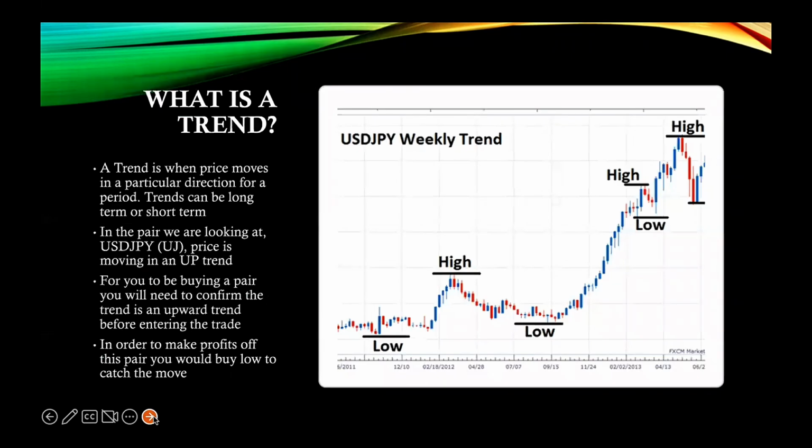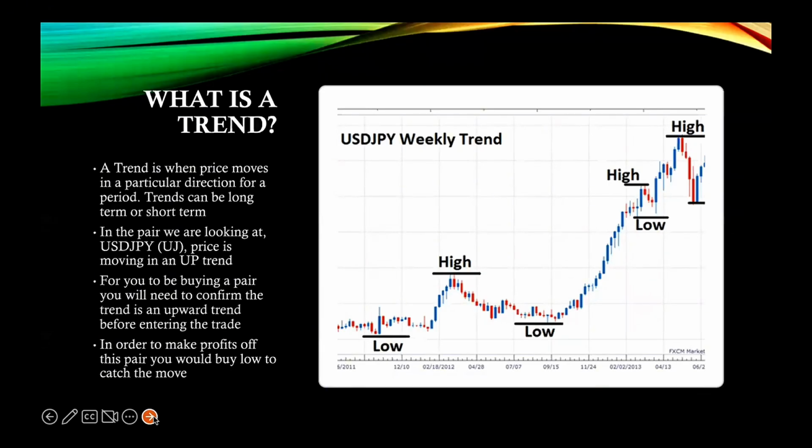All right, so a trend is when price moves in a particular direction for a period of time. In the example, we are looking at UJ, which is an acronym for USDJPY. Price is moving in an uptrend. When price is moving in an uptrend, that means that we are buying, okay? In order for you to be buying a pair, you need to confirm the trend is in an uptrend. In order to do that, you need to make sure you have higher highs.